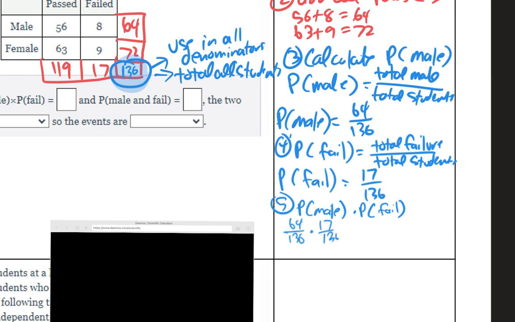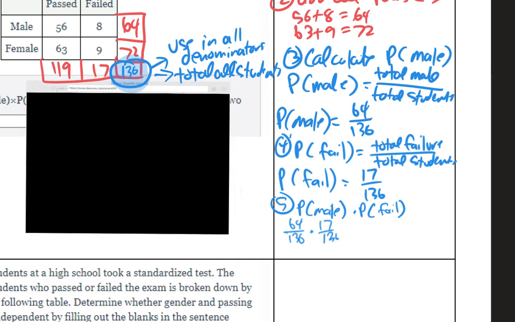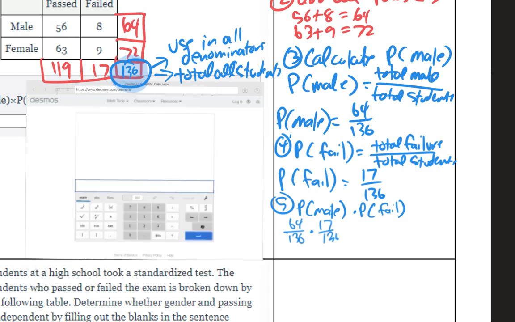Okay, so let's put that into our calculator. And I'm going to show you with this Desmos calculator right over here. So let's take a look at this. Let's go ahead and type this into our calculator. This is a little trickier to type into our yellow calculator, but you can do it. If you did that in your yellow calculator, you'd want to use parentheses around here. But I'm going to show you in this calculator because I think it might be a lot easier. But either way, whatever's best for you. So we're going to type in 64 over 136.